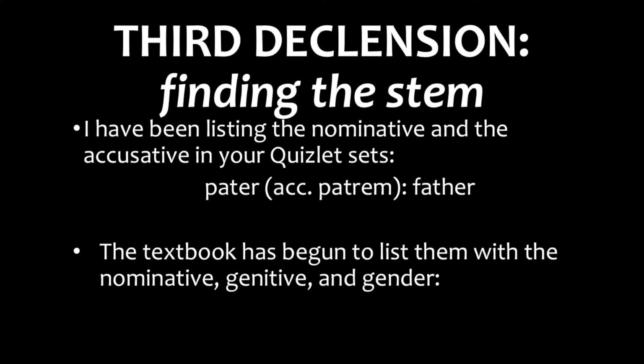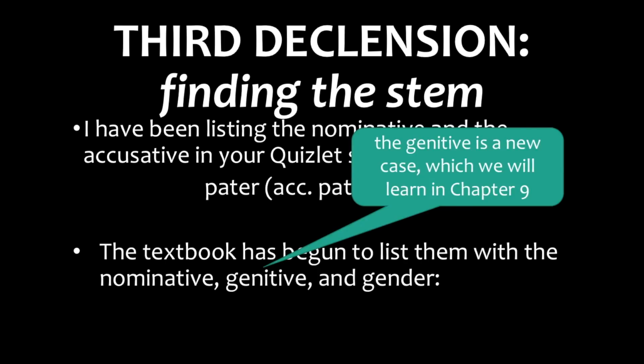Your book does something a little different, and what your book does is actually what most Latin textbooks and dictionaries do, and what we're going to start doing later on in the year, but at this point we haven't learned the genitive case yet, so it gets a little tricky. So the textbook has begun to list nouns with the nominative case, as it always has done, but then it's followed by the genitive case, which is a new case that we'll learn in Chapter 9, and after the genitive case it has the gender. So it looks like pater, patris, and then masculine, means father.